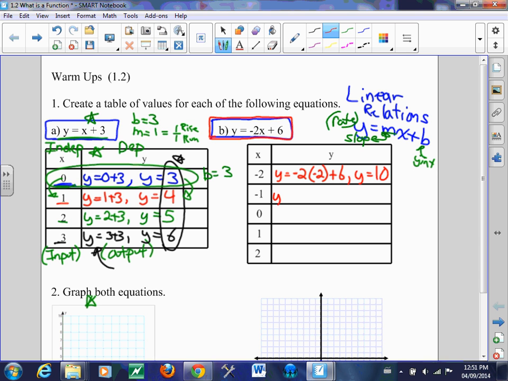Next substitution, y equals -2 times -1 plus 6, and that's going to simplify to y equals 8. Remember, folks, if you need to use your calculator to figure this out, by all means do that. Okay. Next one, y equals -2 times 0 plus 6. Anything times 0, folks, is 0, but then you got to add the 6. So y equals 6. And substitute for 1.